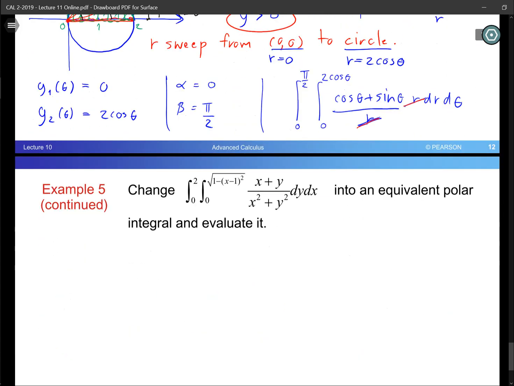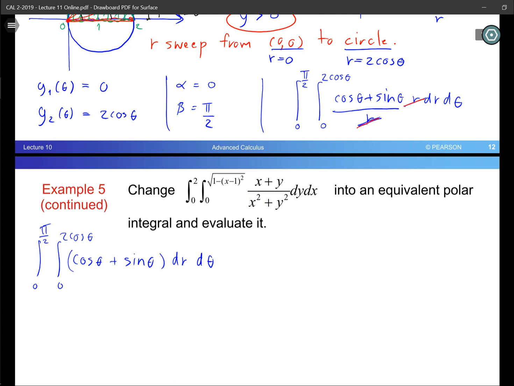Now let's continue from this. Double integration of cosine theta plus sine theta. We are going to integrate this with respect to r first and then with respect to theta. r from 0 to 2 cosine theta, and theta from 0 to pi over 2. You know, this is quite similar to example 4 except some terms, the function and beta values. So the rest of this is all about the integration. So let's do the integration here.